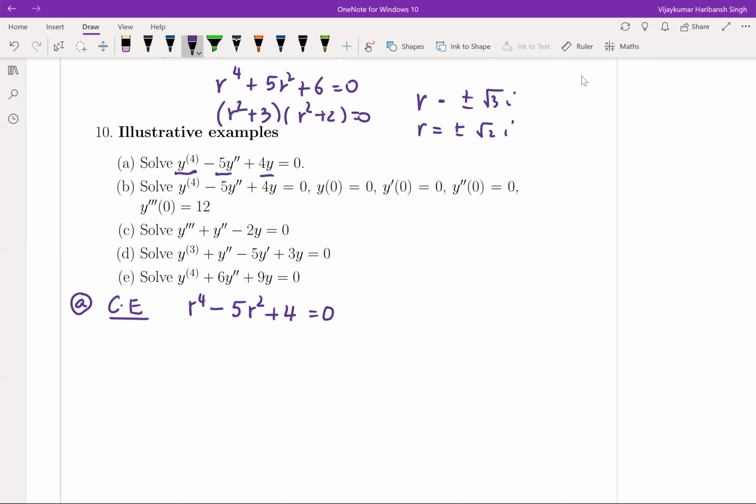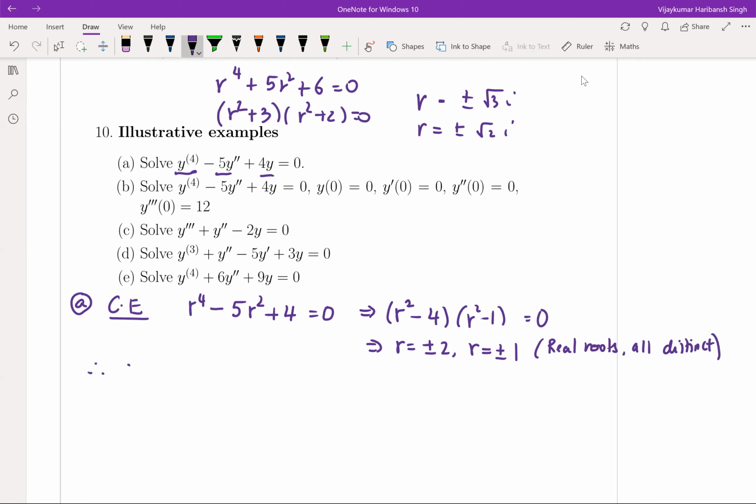Now, it's a polynomial of degree 4, but it's actually like a quadratic, really, if you think about r squared. So I can factorize it or use the quadratic formula on r squared, not r. I can see the factorization is going to be r squared minus 4 times r squared minus 1 equals 0. So this gives me r equals plus or minus 2, r equals plus or minus 1. So real roots, all distinct.